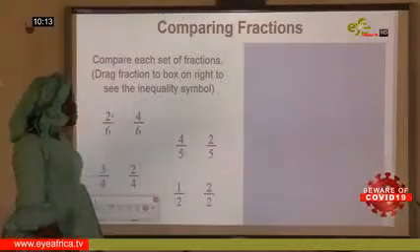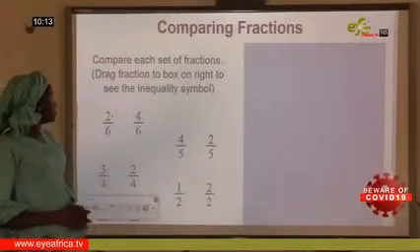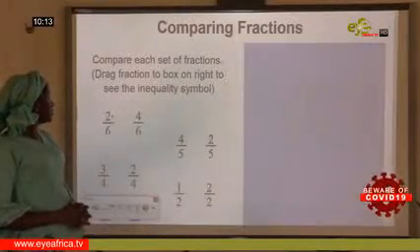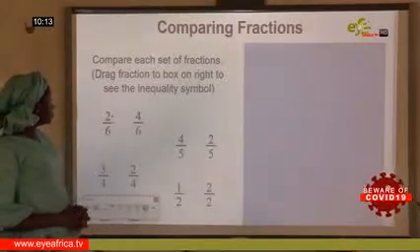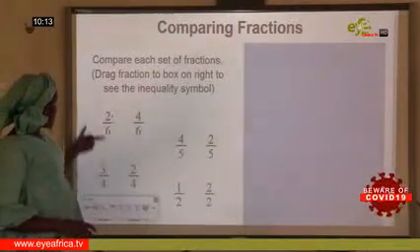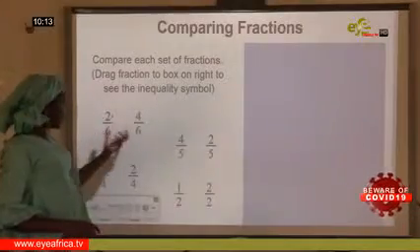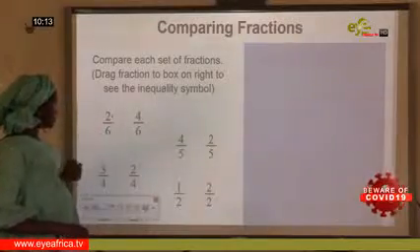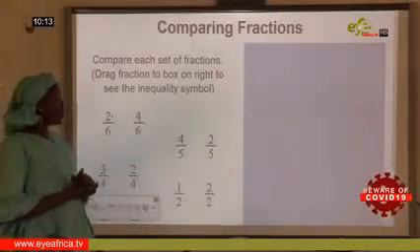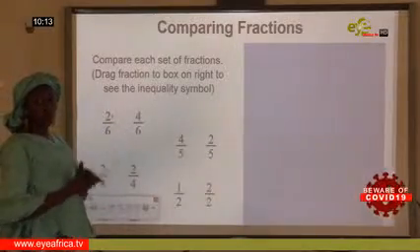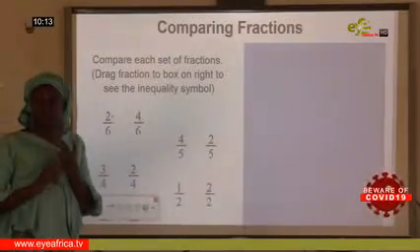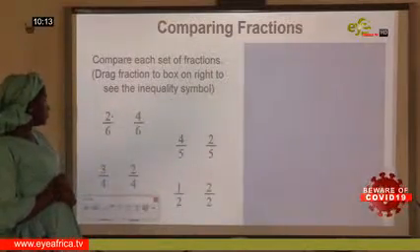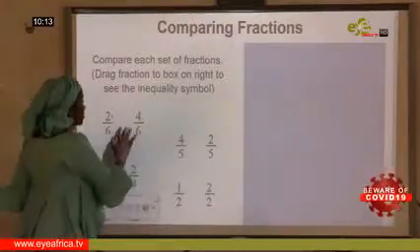Comparing fractions. Compare each set of fractions. It says drag fractions to a box on right to see the inequality symbol. But before doing that, we can all see that these two fractions are all in sixths. This is 2/6, 4/6. Which inequality symbol suits these two? Is it greater, less, or equal to? Can we see which symbol suits this one?